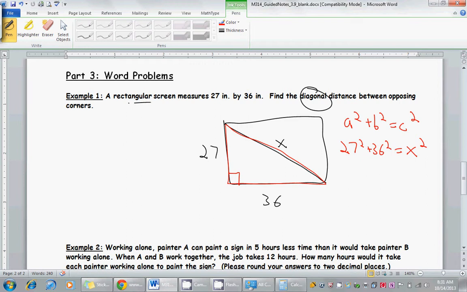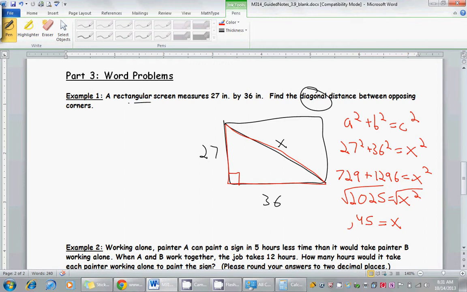Okay, so let's see. 27 squared is going to be 729. 36 squared is going to be 1296, and that equals x squared. And so now if I add these two together, this is going to be 2025 equals x squared. To get rid of a square, I take the square root of both sides. And so the square root of 2025 actually works out to be positive 45.